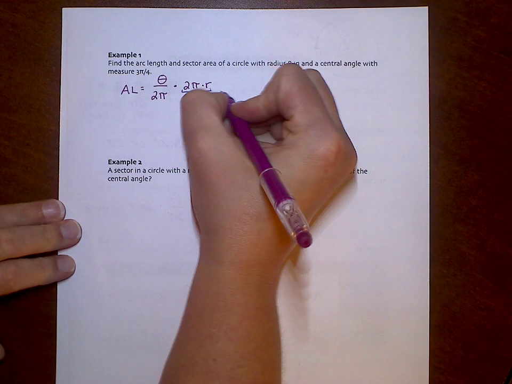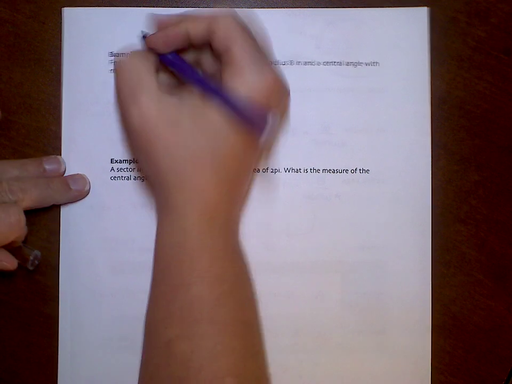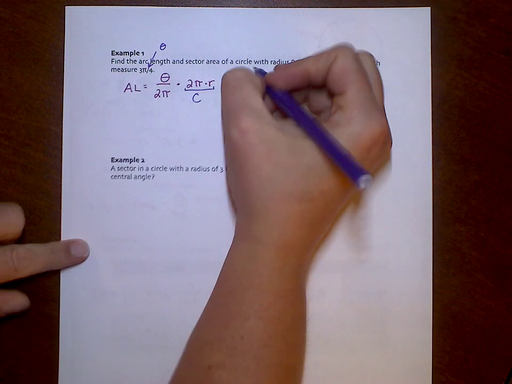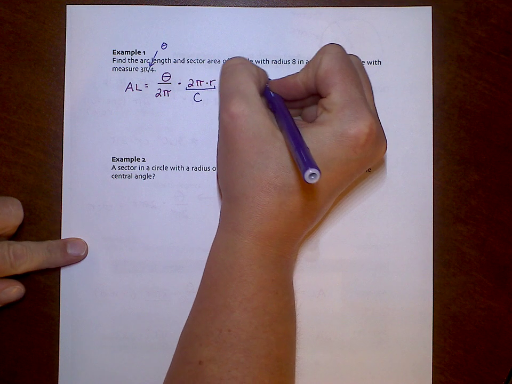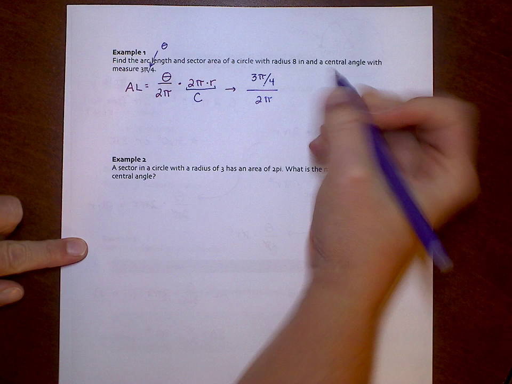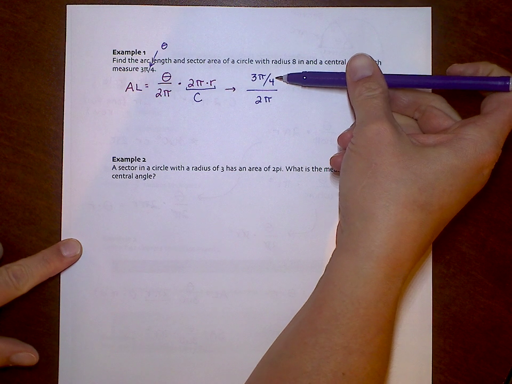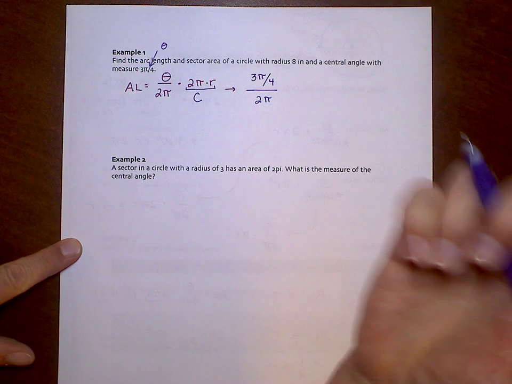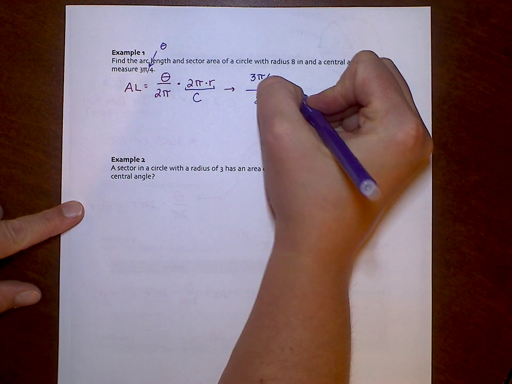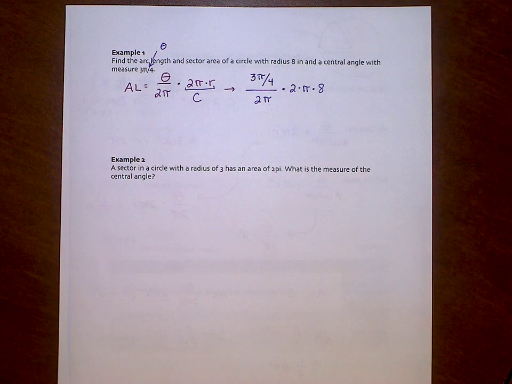Okay, so when I start plugging things in, my angle, my theta, is 3 pi over 4. And this is going to look weird for a minute. Over 2 pi. So this is really taking the fraction of the circle, right? This is saying that I have this much out of 2 pi that is being defined by this sector. And then times 2 times pi times my radius of 8.